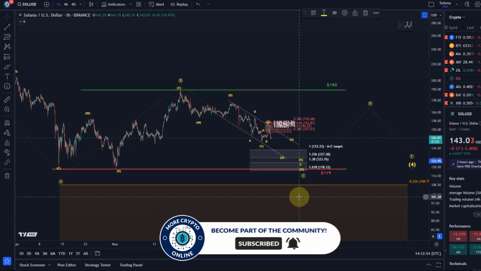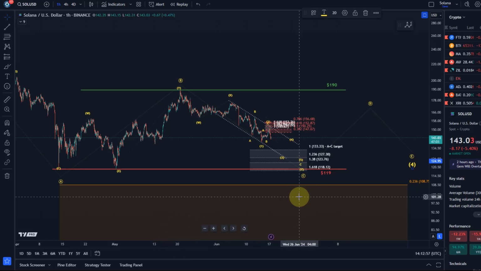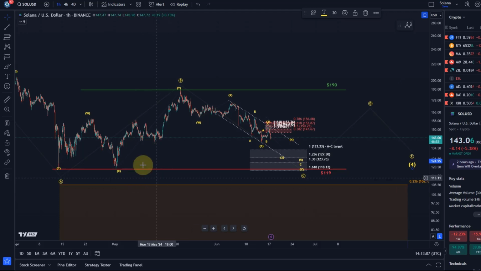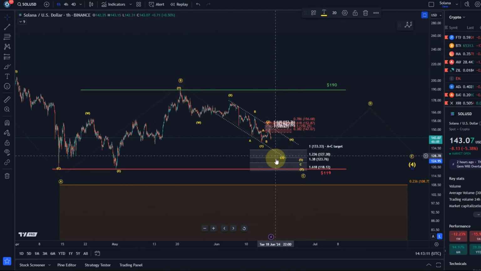Oftentimes the C wave is a more complex corrective pattern than the other waves. One wave in a triangle is typically a bit more complex. So it could be a WXY or something. It might be the C wave, even though I have to say the B wave is also complex, so it's also a WXY. But that's not so important.